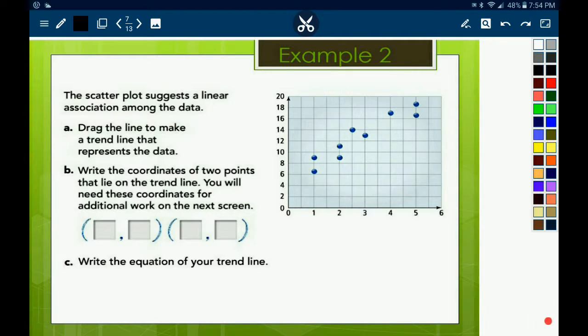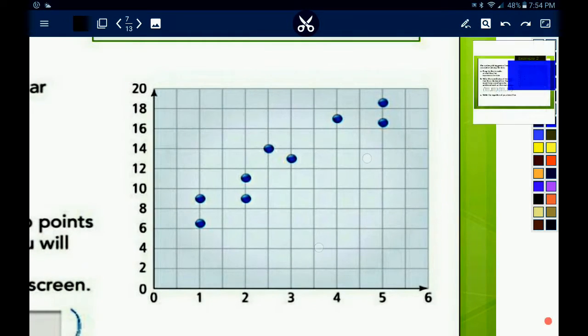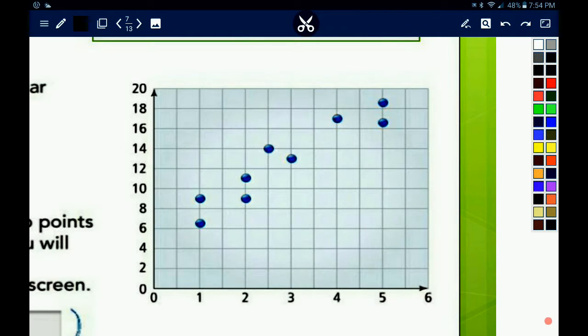Now again, you can either choose 2 of the points that you see, or you can make up your own points. I'm just going to choose 2 of the points that I see. Now I'm going to choose these 2 points very carefully. I want to try to choose 2 points where when I draw a line through them, there's approximately the same number of points above that there are below.